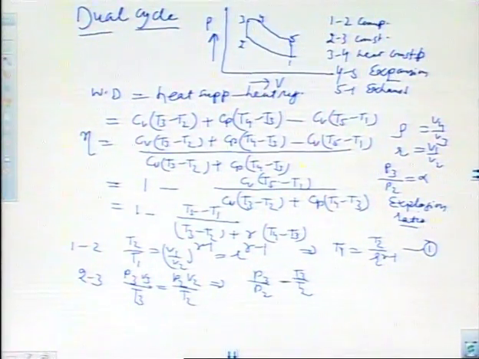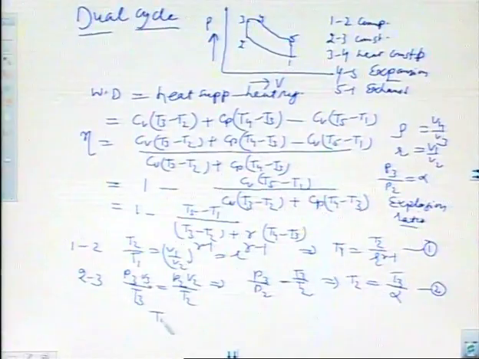Now, in this case, T2 is equal to, P3 by P2 is alpha, explosion ratio. We can write it T3 by alpha. If you put T2 in this equation, this is your second equation. If you put in T1 equation, you will find out T1 is nothing but T3 divided by alpha R gamma minus 1.